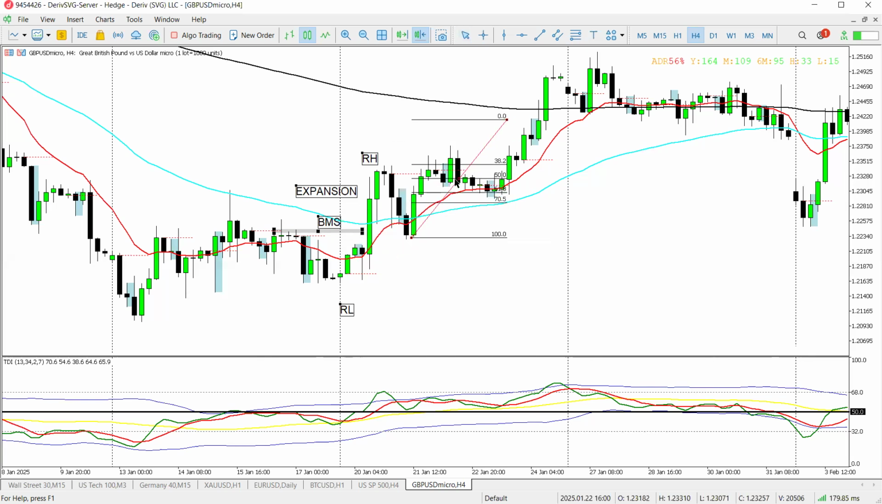Then we get another BMS, another range high, range low. We run our fib again from this point A, range low to the range high, drag our fib into the future. You see price actually retrace back into a point of interest, then pushed up.